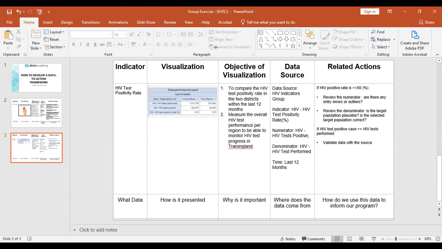Related actions here are focused only on data validation. So here many parameters can be used. For example, the rate shown here, 16.5 and 12.5. Is it the expected rate or is it higher than expected? It's just my observation.